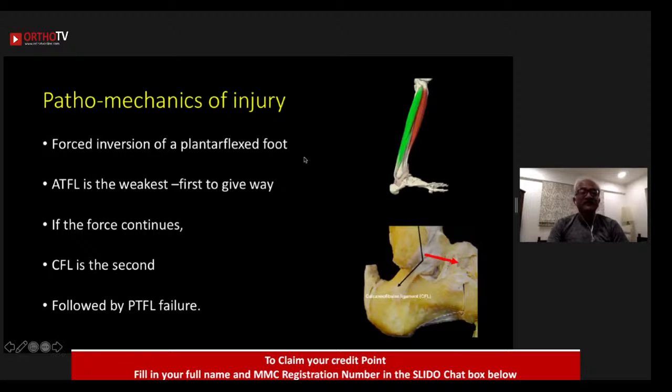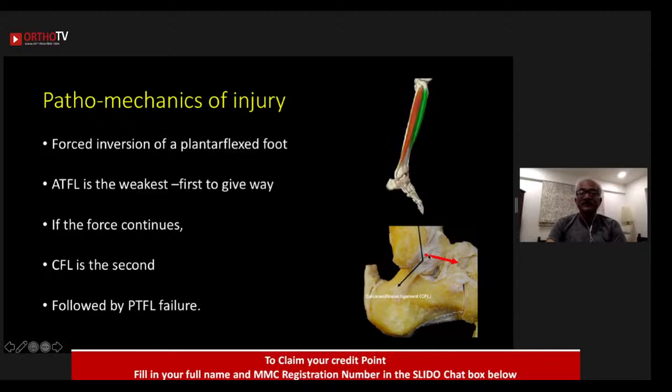So pathomechanics, if you see, when the foot is forced into inversion and the foot is in a plantar flexed position, is the time that you get an ankle sprain. That's the animation where you see the ankle is in the plantar flexed position and it goes into inversion. ATFL being the weakest, it gives way first. And if the same force continues, CFL is the second one to give way, which is followed by PTFL injury.